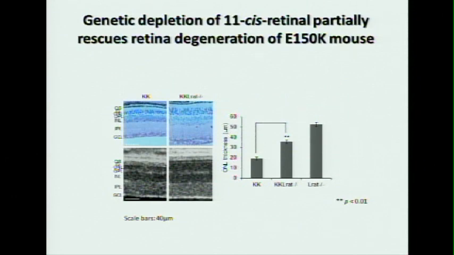We bred the E150K mouse with the Lrat knockout mouse to eliminate the 11-cis retinal. As we can see here, the genetic depletion of 11-cis retinal somehow partially rescued the photoreceptor degeneration in the E150K mouse.